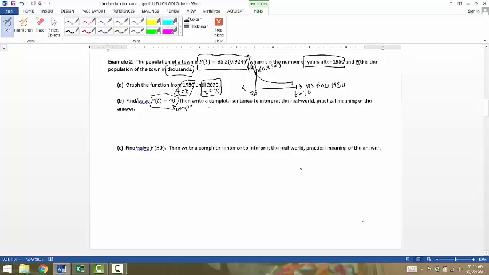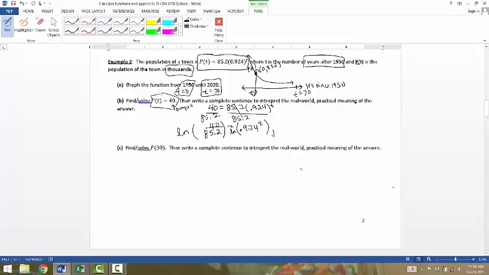So P of t equals 40. I replace the P of t with 40. Next, I'm going to divide both sides by 85.2. Now to get t out of the exponent, the only way to get something down out of the exponent is with logarithms. I'm going to use the natural log. I'm going to take the natural log of the whole left side and take the natural log of the whole right side. On the left side, I just have this number, natural log of 40 over 85.2.